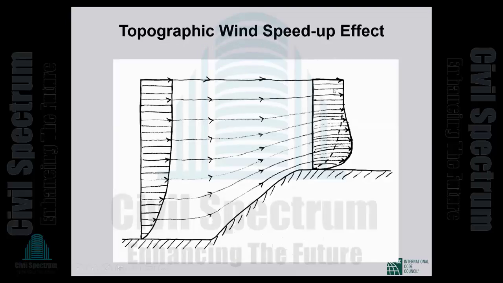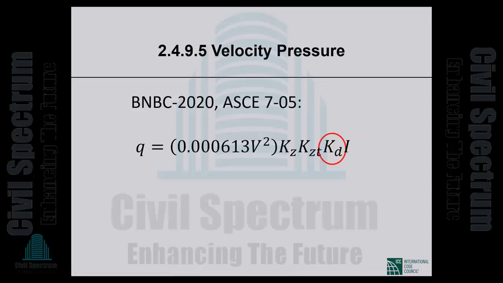So if your structure is located on the upper half of a hill, ridge, or escarpment, those terms are defined in BNBC, it will have to contend with higher wind pressures than if it were located on level ground. Okay, that's what this picture tells you. And the K sub ZT coefficient accounts for that fact that a building sited on the upper half of a hill, ridge, or escarpment has to contend with higher wind pressures than a structure located on level ground.